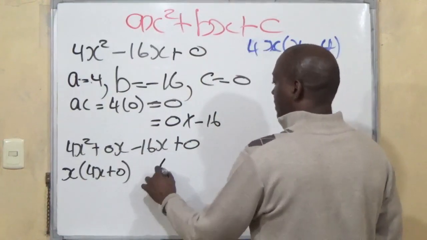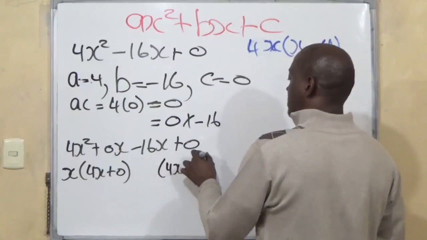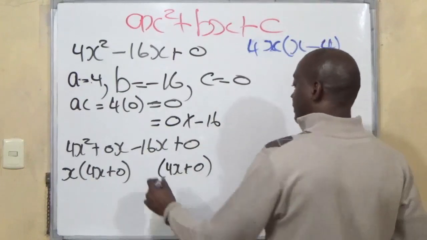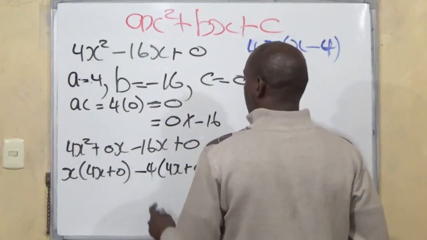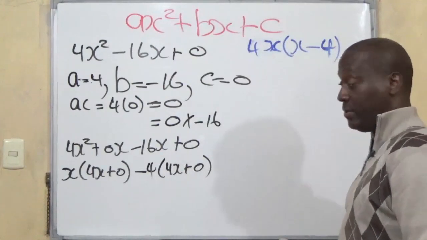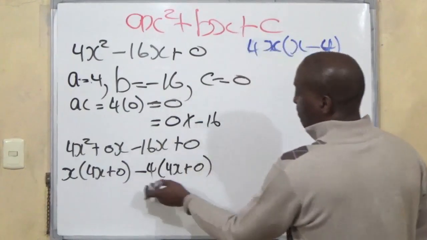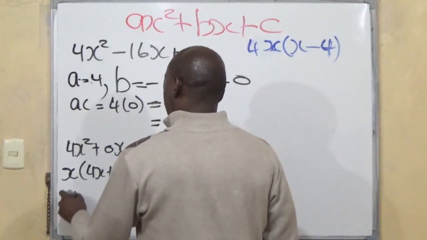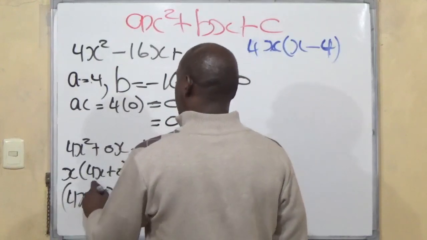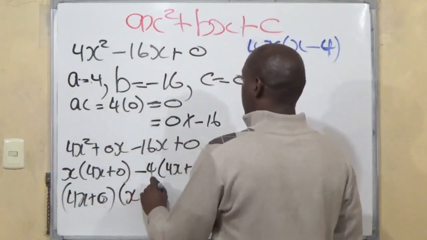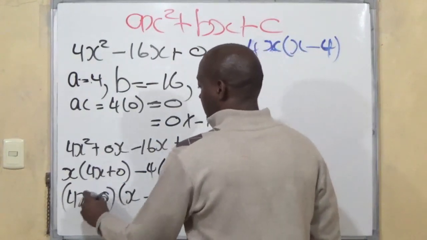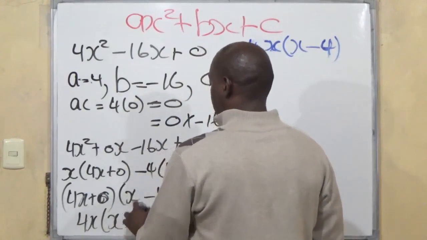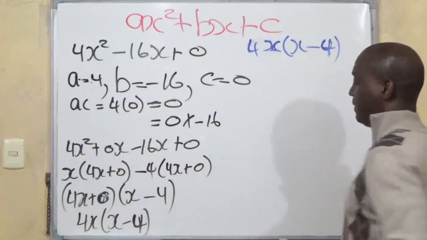So here what we do? We say 4x plus 0 inside the brackets. What by 4x will give you minus 16x? Minus 4. Minus 4 by 0 will also give you 0. So x into 4x plus 0 minus 4 into 4x plus 0, which would give you 4x plus 0 as the common factor into x minus 4, which, as you could see, is the same 4x into x minus 4. Yeah? Look at there, one line.